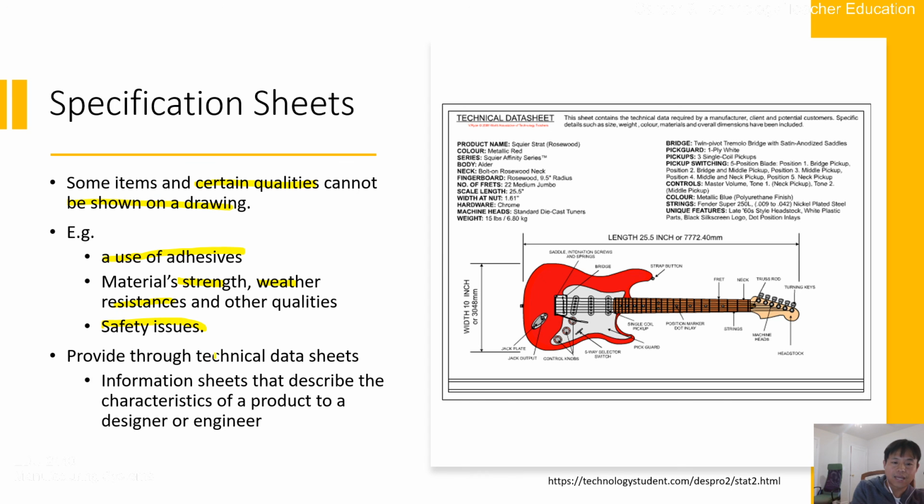That sometimes provides a technical data sheet. It also includes the description of characteristics of products for a designer or engineer. So this is an example of a technical data sheet. As you can see, this is just a sketch, but these characteristics such as the color, we may not be able to illustrate the color in a drawing, so we can add it here, or body type, or other specific data can be provided here. So that is a specification sheet.